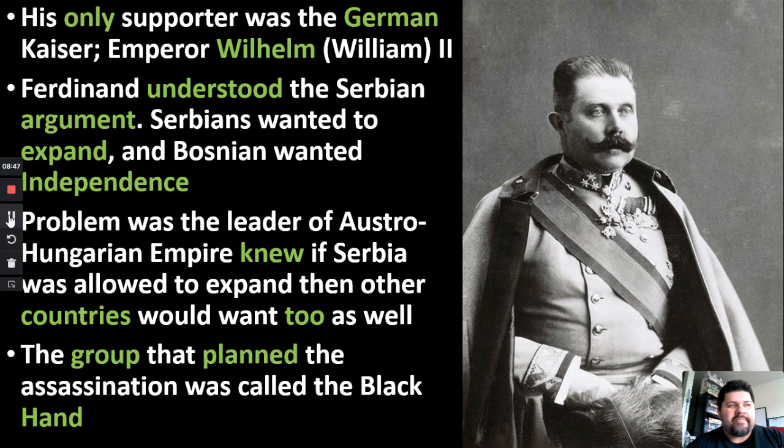Okay. Now, the group that wanted to kill Archduke Ferdinand came up with this plan, and they had a pretty interesting name. They were known as the Black Hand. Okay, and these guys were organized. They had a goal, and they had opportunity, as you're going to see in this next slide.